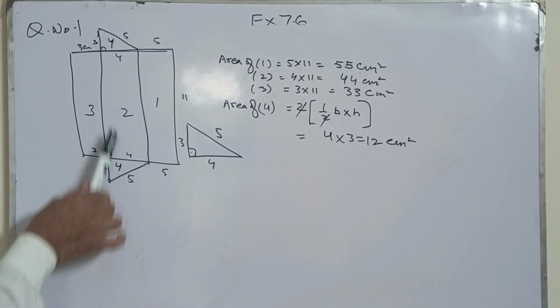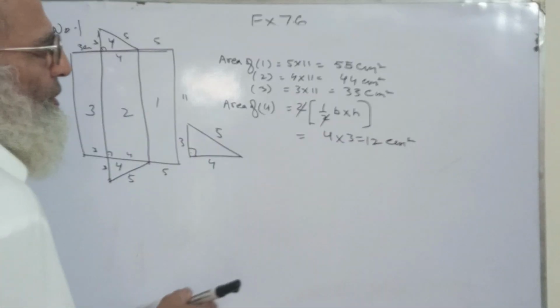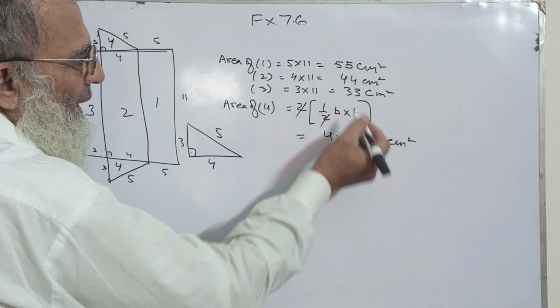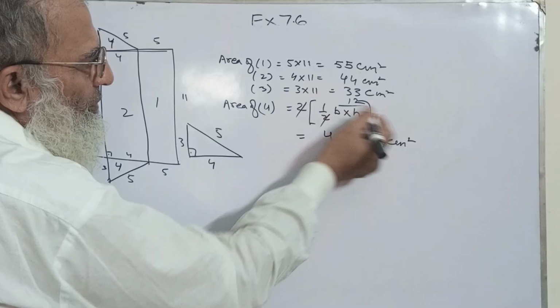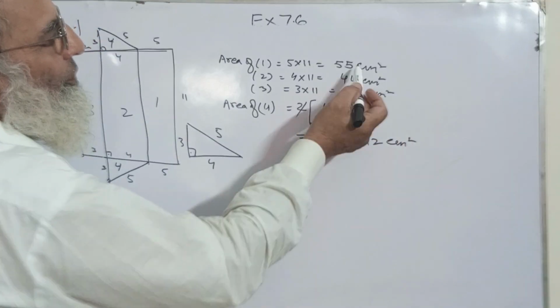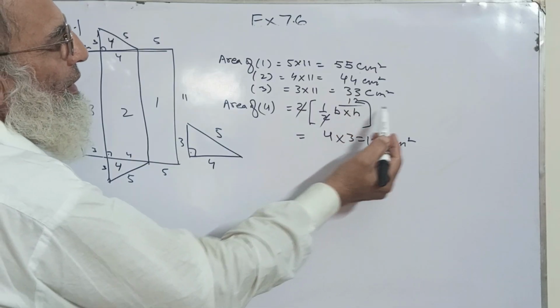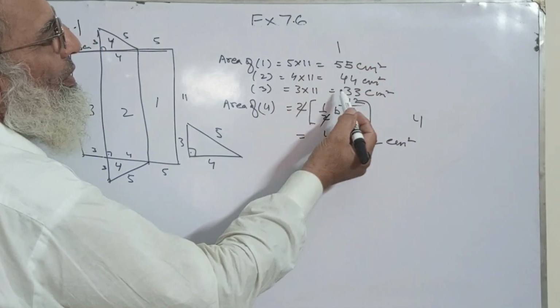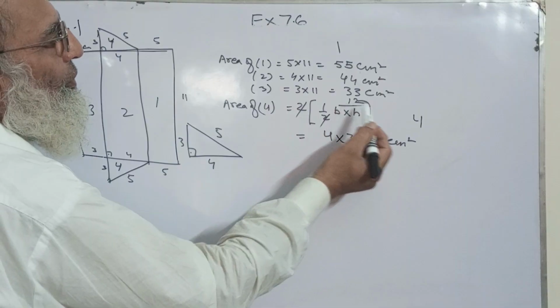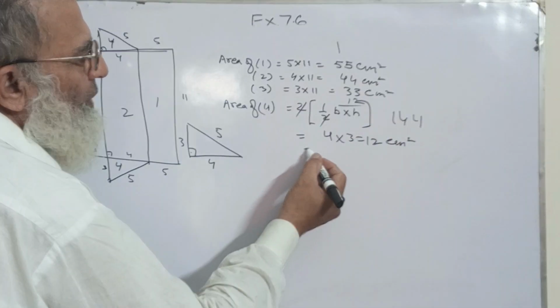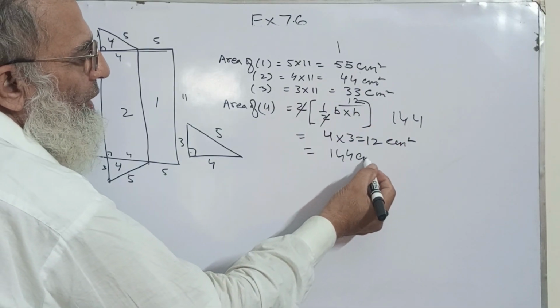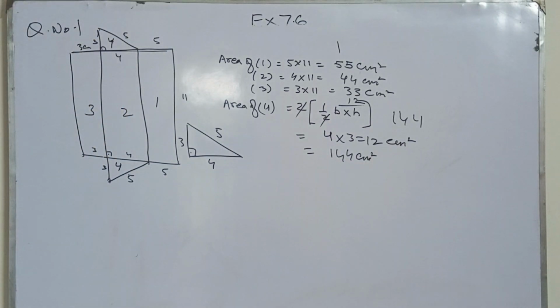So all the five figures have been done. Just add them up. This is 12, right? So 5 and 4, 9, 10, 11, 12, 13, 14. 5 and 5, 10, and 4, 40. 144. That is equal to 144 centimeters square. The total surface area is 144 centimeters square.